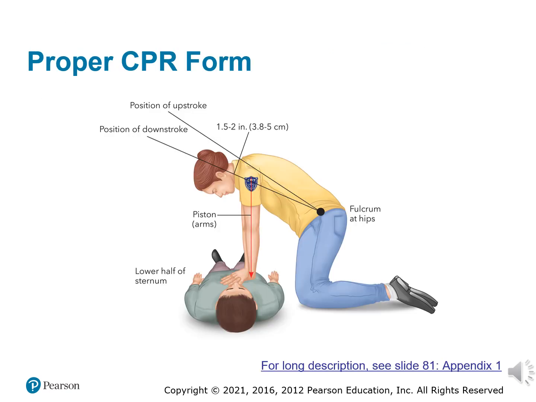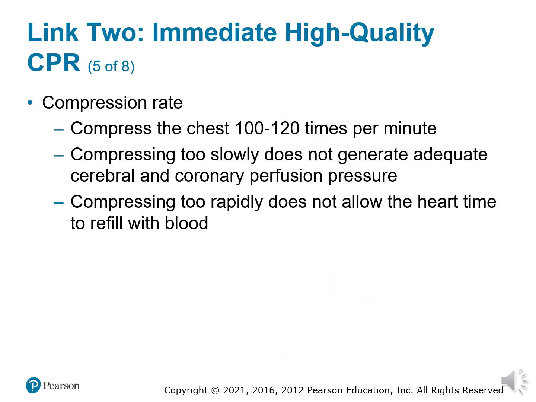So in this diagram, this is how you should position yourself for the proper CPR form. So again, positioning the upstroke, positioning the downstroke on the hip, and then the fulcrum at the hip, making sure that your arms are always straight, elbows are locked, and then the lower half of the sternum is where you're going to place your hands. Remembering that the compression rate is compressing the chest 100 to 120 times per minute.